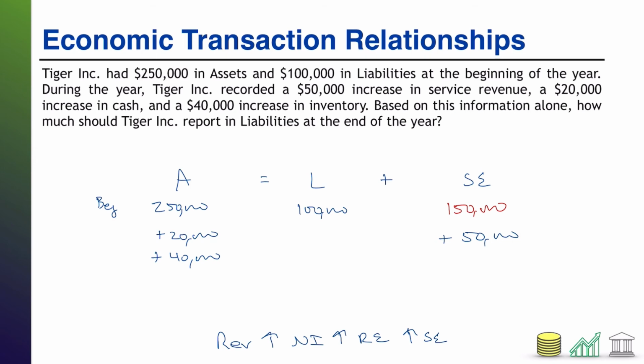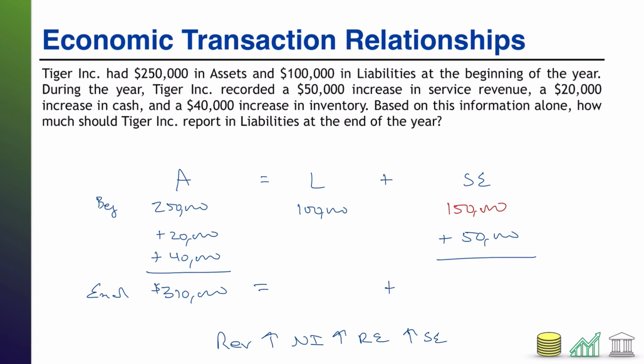Now it says based on this information alone, how much should be reported in liabilities at the end of the year? So I'm going to subtotal this to get to end of year. We know that assets started at 250, went up by another 20. That's 270, went up by another 40. That means assets at end of year were $310,000. We know that that has to equal L plus SE.